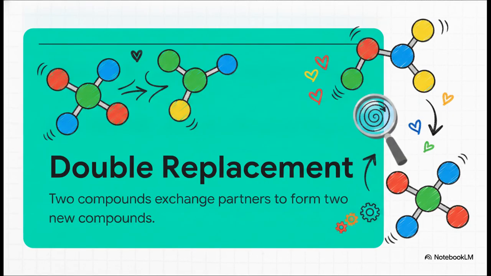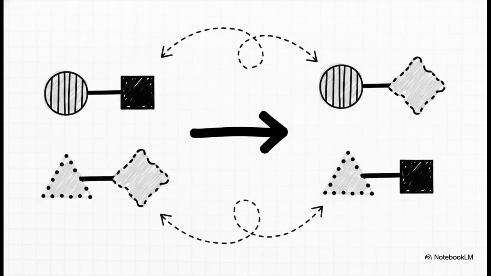Now, contrast that with our fourth type, the double replacement reaction. In this one, nobody ends up alone. Instead of one element getting kicked to the curb, two entirely different compounds are just swapping partners to form two completely new compounds. Check out how clean this swap is. Compound AB reacts with compound CD. A from the first compound swaps over and pairs up with D, while C pairs up with B. It is a perfectly balanced mutual exchange.